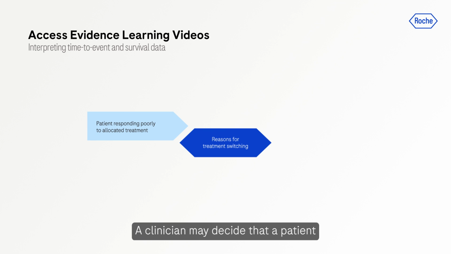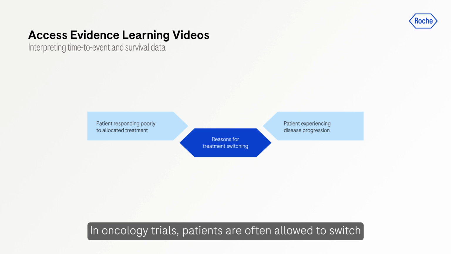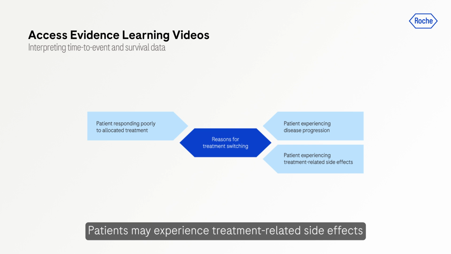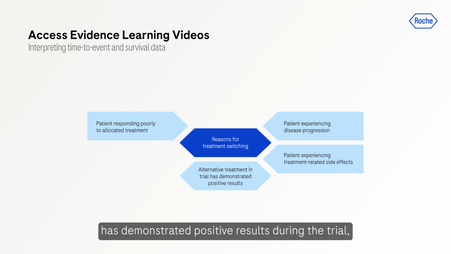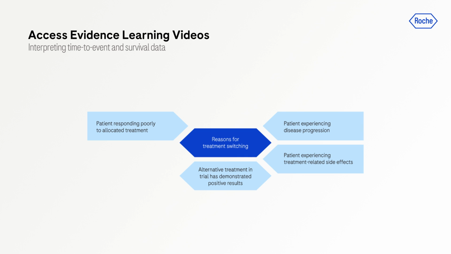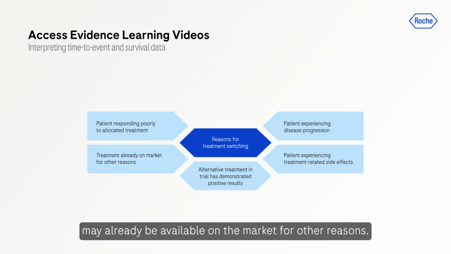A clinician may decide that a patient is responding poorly to their allocated treatment, and it is therefore unethical to let them continue on this regimen. In oncology trials, patients are often allowed to switch to the new therapy at the point of disease progression. Patients may experience treatment-related side effects of their allocated treatment. The alternative treatment has demonstrated positive results during the trial, even before long-term endpoints are followed up. The alternative treatment may already be available on the market for other reasons.